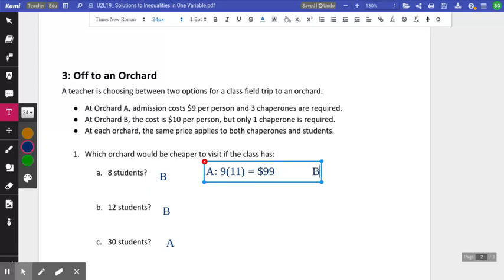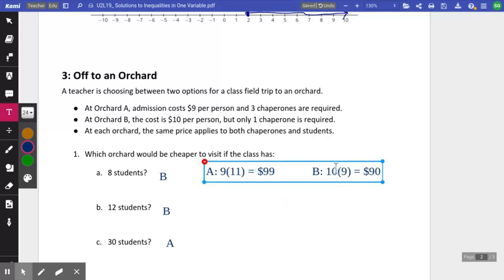For Orchard B, if 8 students were going, it would cost $10 for those 8 students, but also $10 for that 1 chaperone. So I could figure out how many total people are going by doing the 8 plus 1 to get the 9, and then multiplying that by the cost. So that costs $10 per person. There are a total of 9 people going, so that would equal $90. And from that math, we're able to see which option is the cheaper option.